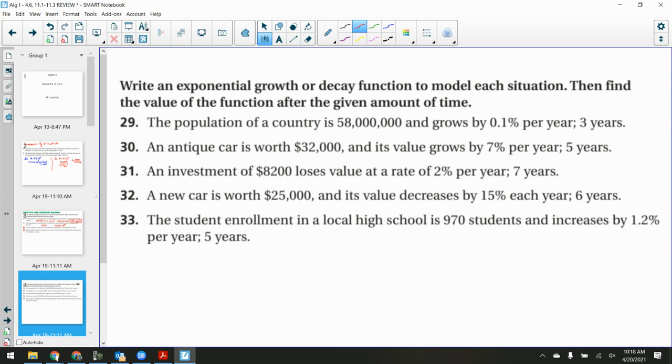58 million times 1 plus 0.01. That's why. 1.001 to the third, because 0.1 as a decimal should be 0.001 to the 0.01. You moved it one spot and not two. And my correct answer here should have been, and now it made just a little bit of a difference, 58,174,174.